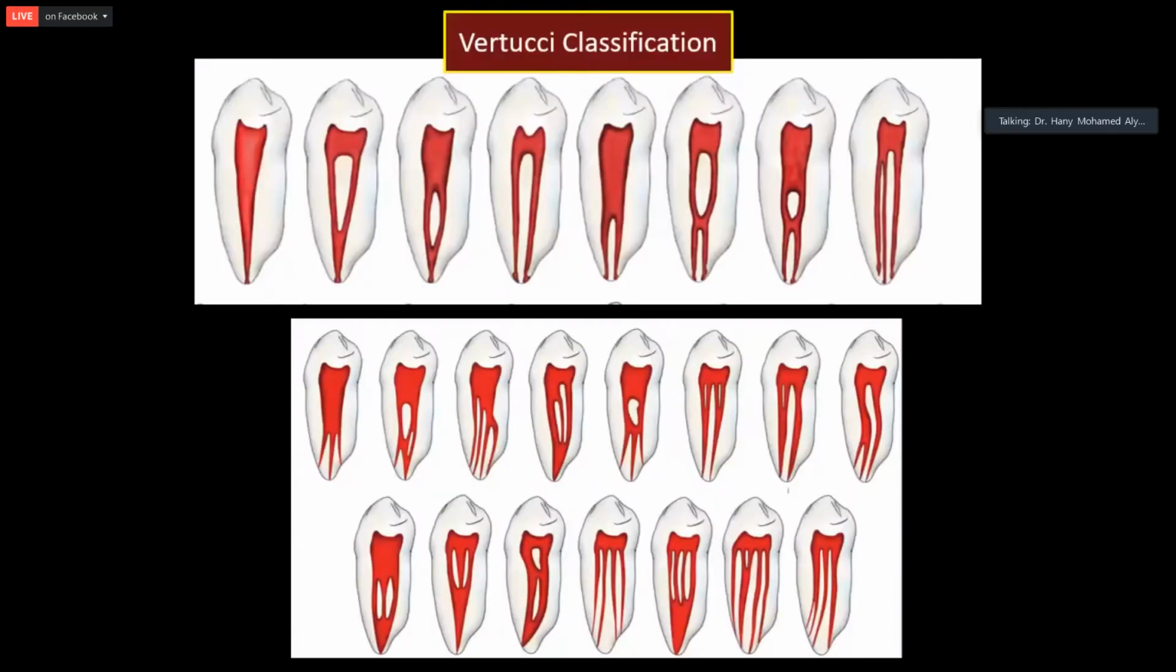Okay, as we know, one of the most common classifications for root canal morphology is the Vertucci classification, which has 8 types, and these 8 types were further supplemented with additional types later, and the total number of configurations is 23 configuration types.